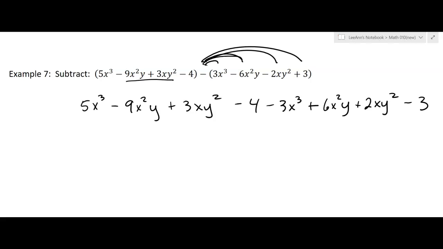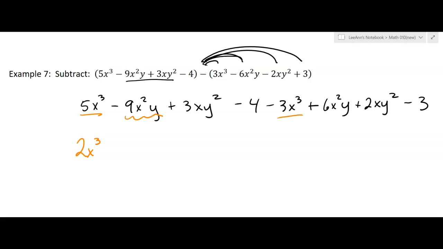Now, if you're like, why didn't you stack them? You liked the stacking form. That's fine. Do it that way. I just didn't. Okay, so who are my like terms? Well, I've got a 5x cubed and a minus 3x cubed. Those I can combine. So that's going to be 2x cubed.